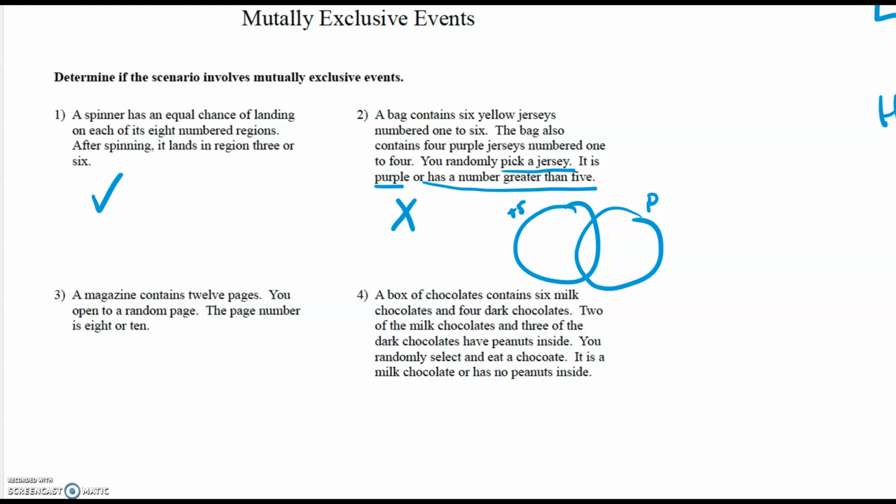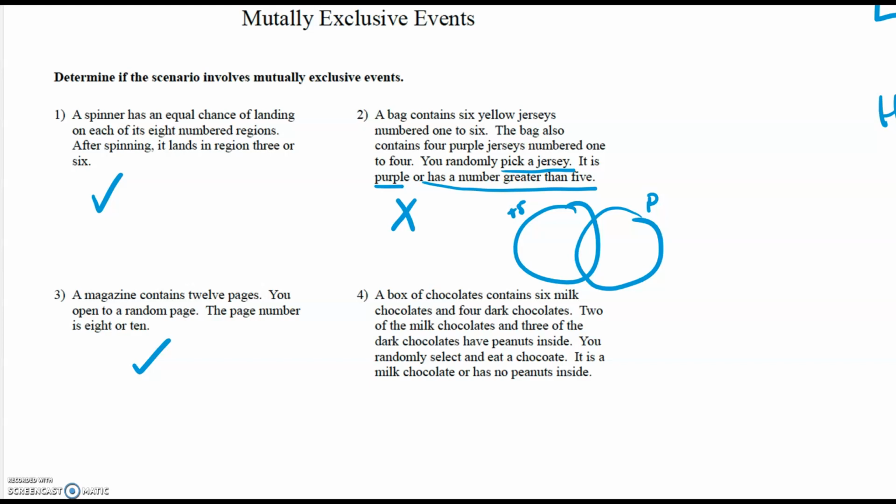The next one, a magazine contains 12 pages. You open it to a random page. The page number is 10 or 8. Again, this one, you have no overlap. So this one is mutually exclusive because there's no overlap between the magazine pages. It's got 12 pages. The page number is either 8 or it's 10. There's no situation where you would have it being both or being dependent on the other.